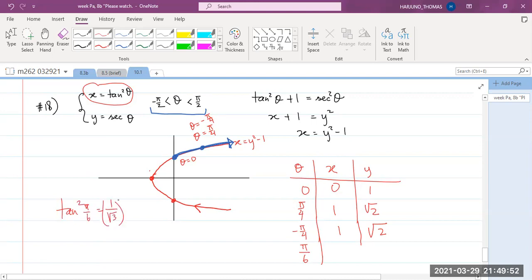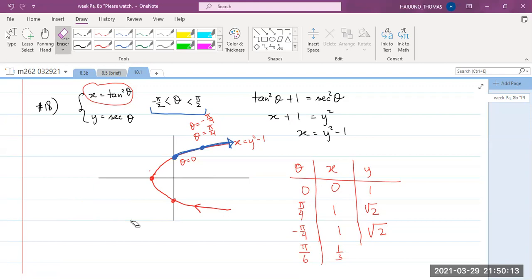When you square it, you get 1/3. Right? Okay, but what happened to the y? Secant 30 degrees is the reciprocal of cosine 30 degrees. That's 2 over radical 3. Okay, so it's somewhere here.